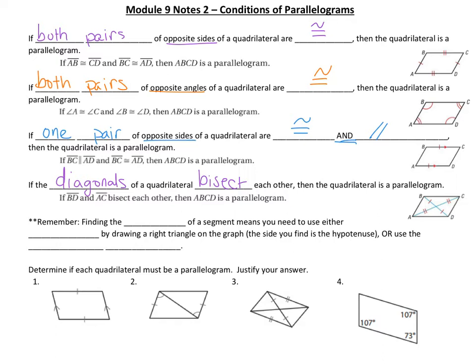One other extra reminder is that when we are finding the length of a segment, you might need to use either the Pythagorean theorem, a squared plus b squared equals c squared, by drawing a right triangle on your graph, or you could always use the distance formula.